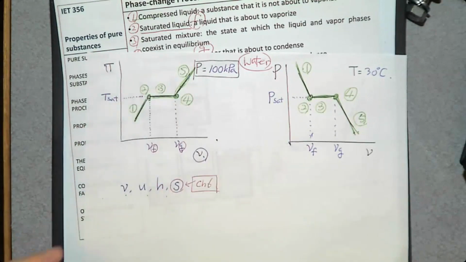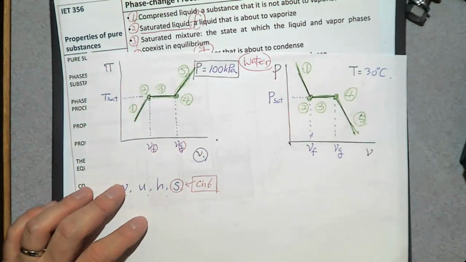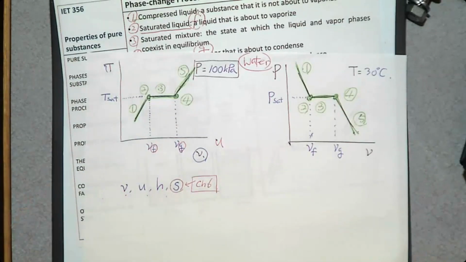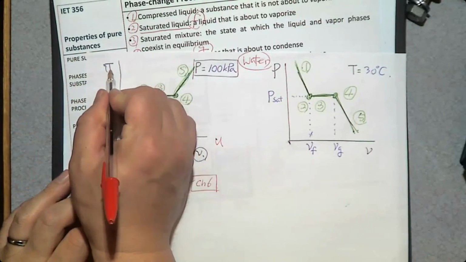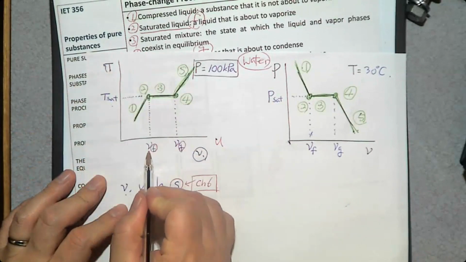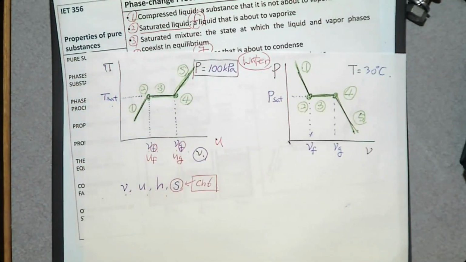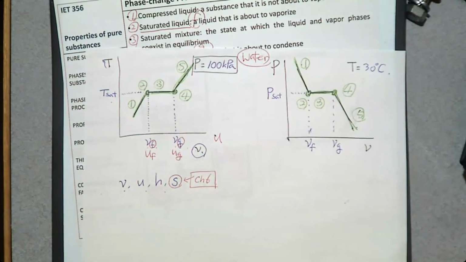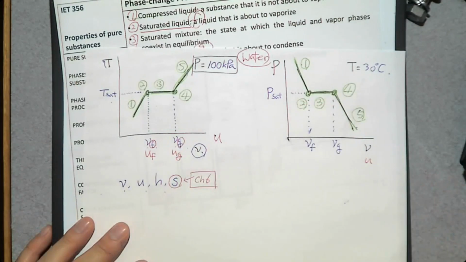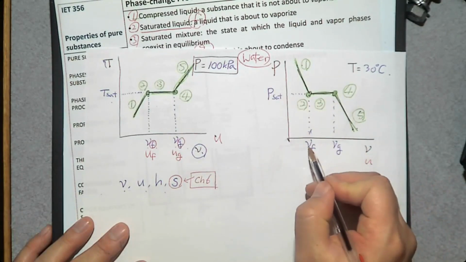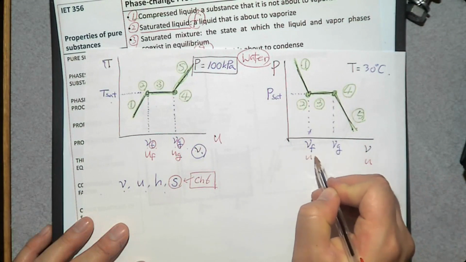Instead of TV, you can just say, I'm going to make a TU diagram. Can we do that? Yes, you can. Does it look different from this one? No, they look very similar. If you make a TU diagram, the T axis is the same. Instead of VF, VG, you can say UF, UG. Then the horizontal axis is going to be specific internal energy. The graph looks similar. What about on this PV diagram? Can we make a PU diagram? Yes. Instead of PV, you can say PU. Then it's going to be UF, UG.